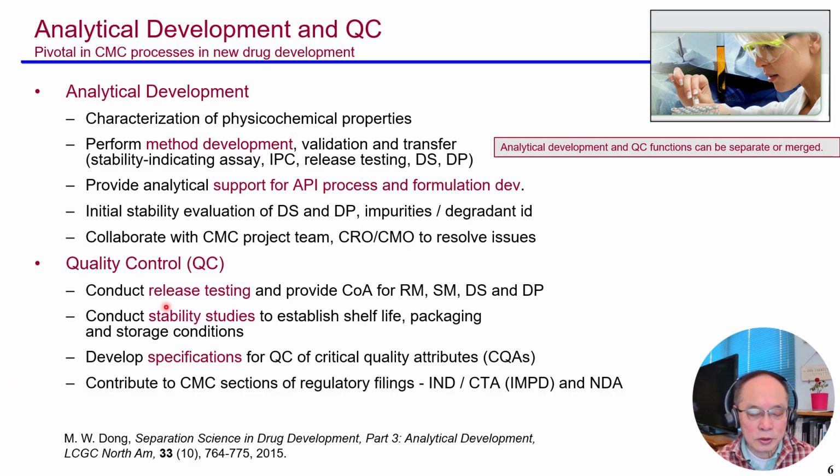The quality control function is to conduct release testing and provide CoA for raw material, starting material, drug substance, and drug product, and to conduct stability study to establish shelf life, packaging, and storage conditions. Finally, to develop specification for QC of critical quality attributes and to contribute to CMC sections of regulatory filings.